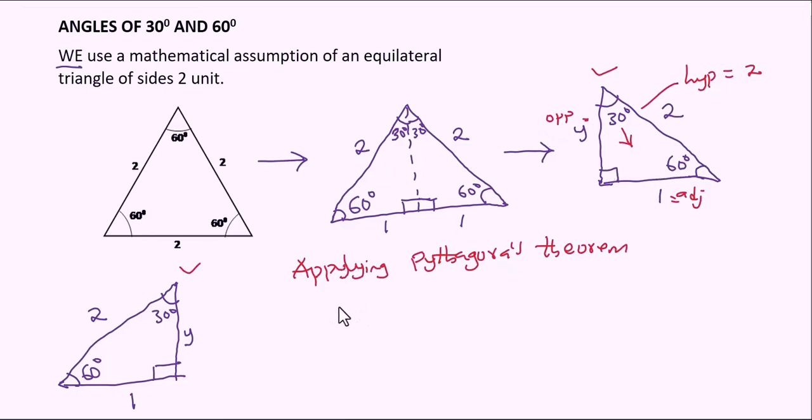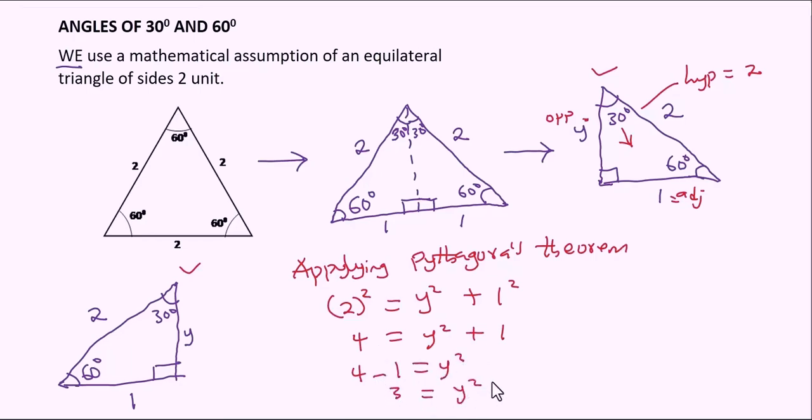So our hypotenuse is 2, so the square of the hypotenuse is equal to the sum of the squares of the other sides. So let's say y squared plus 1 squared. 2 squared is 4. And then here it remains y squared plus 1 squared, which is 1. So collecting terms, 4, with 1 moving over becomes minus 1, and then 3 is equal to what? y squared.